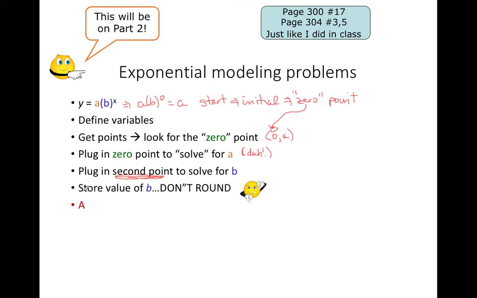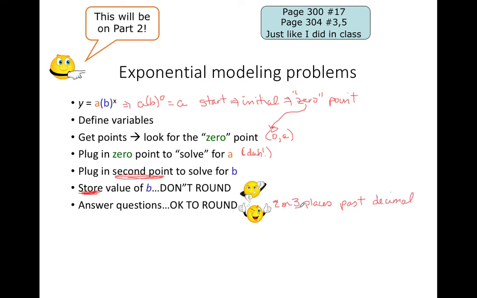You need to be able to store values in your calculator. Okay? All AP and IB exams say you are expected to maintain degrees of accuracy within a problem, but you can round at the end, right? And when you round, right, to 2 or 3 places past the decimal. The AP exam always asks for 3 places past the decimal.